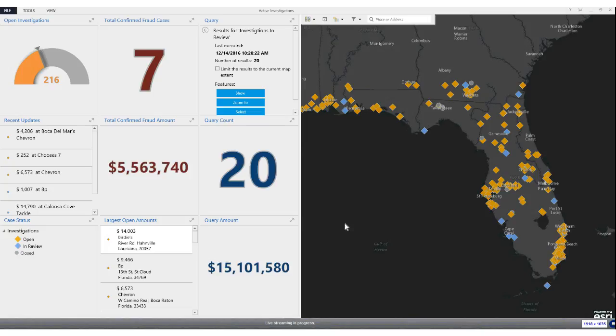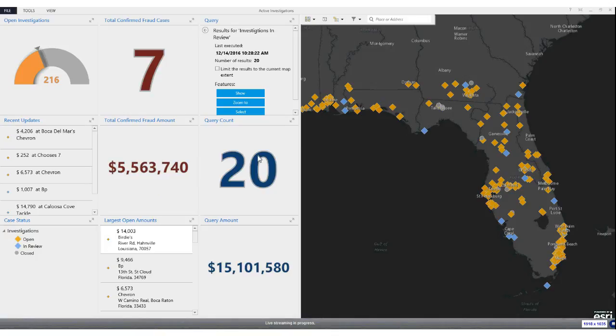What we can see here is the data, the dots on the map. This data is driving these dashboard attributes. So we can see the total number of open investigations, which are the orange squares. We can also see the investigations currently under review and the investigations that are closed. These closed investigations all have either fraudulent activity identified or non-fraudulent activity identified. So with this, we can say that we have a total of 7 fraudulent cases totaling $5.5 million. And we also have 20 investigations that are currently in review that total $15.1 million.